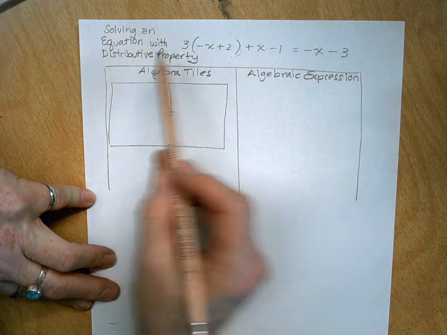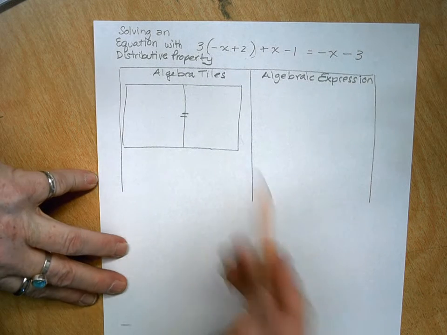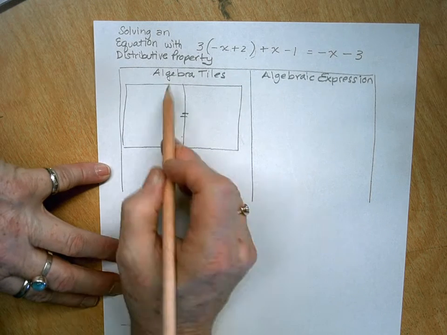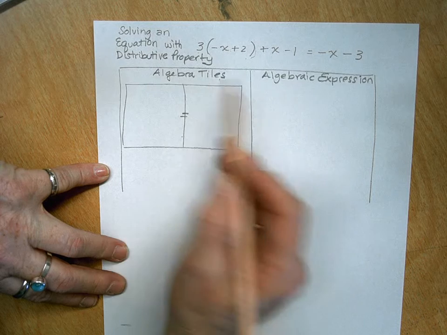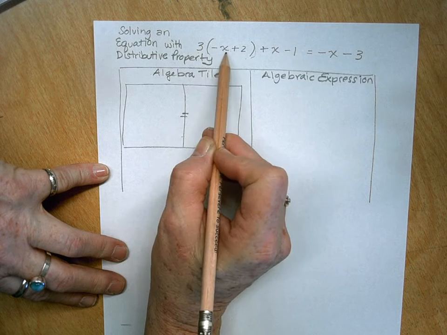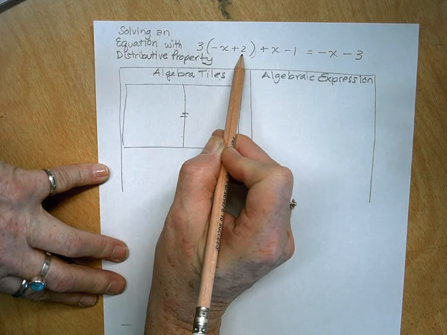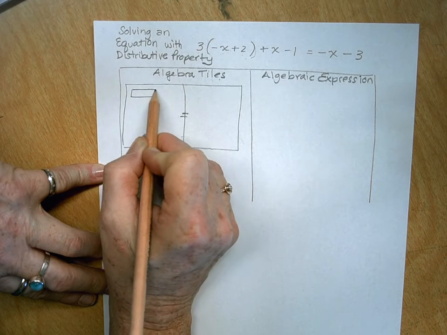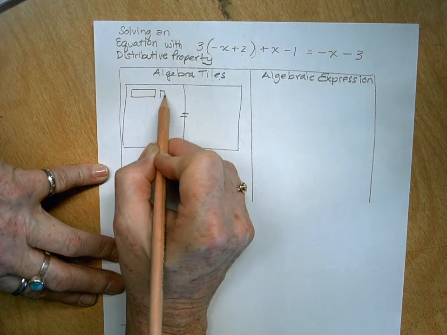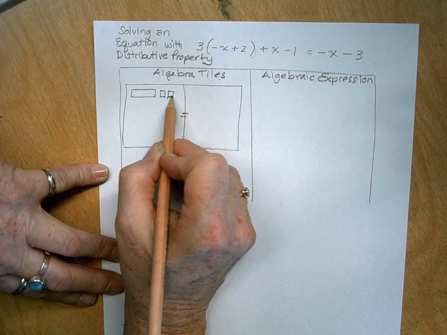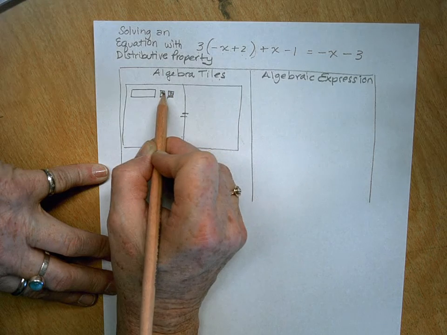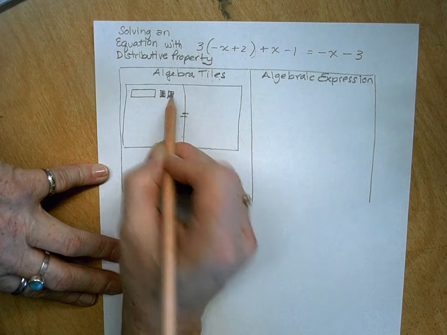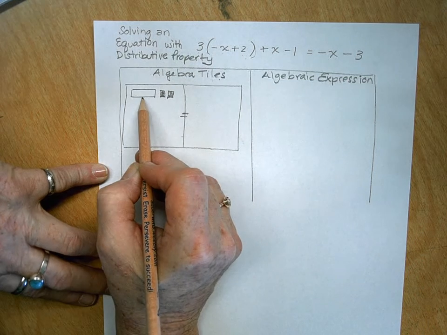The first thing I will do is draw my expression. So I go to an algebra mat and I'm going to put on algebra tiles, and I need 3 groups of negative x and 2 unit tiles. So here's one group of a negative x with 2 unit tiles. Now I'm shading them in because these unit tiles are positive. I'm not shading in this one because it's negative.